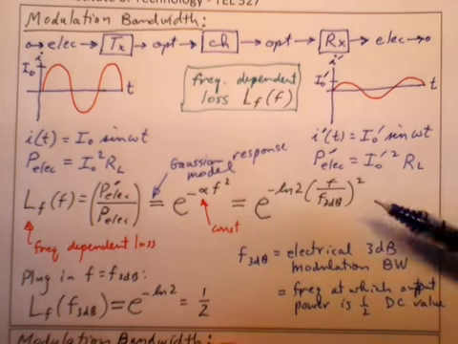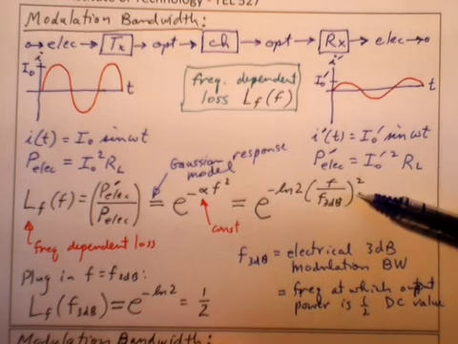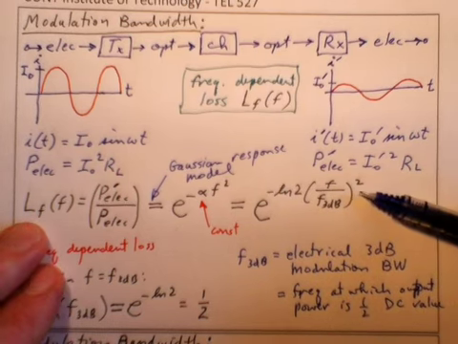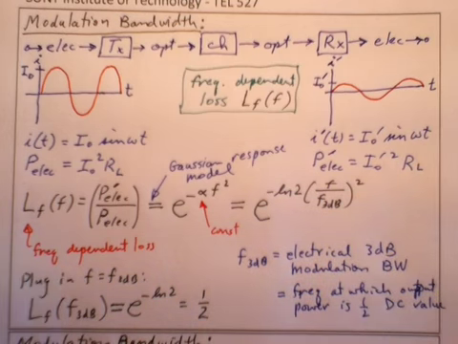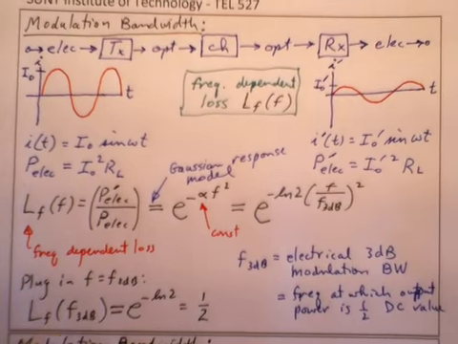Notice that when I plug in f equals 0 here, I get 1. So at DC I have no loss. That's why it's the frequency dependent loss. Okay, so this is the basic definition of the 3 dB bandwidth.